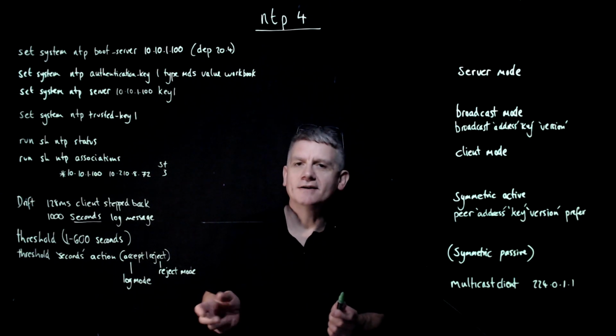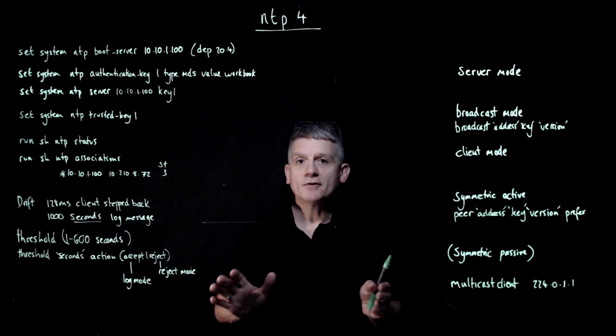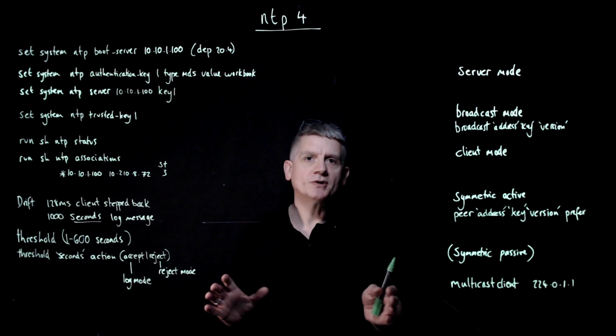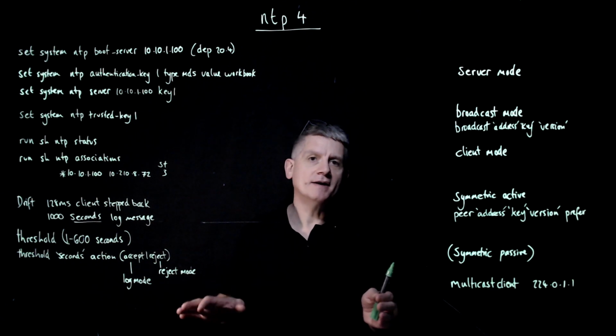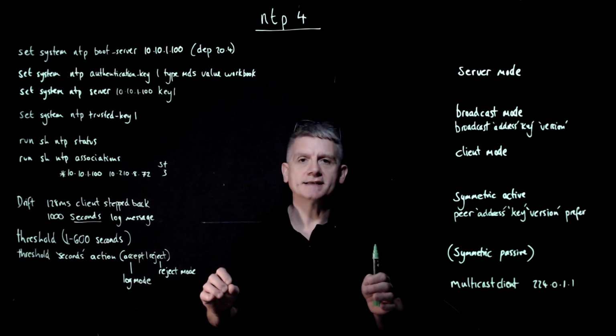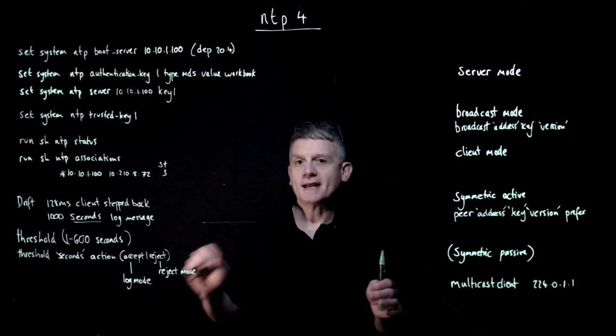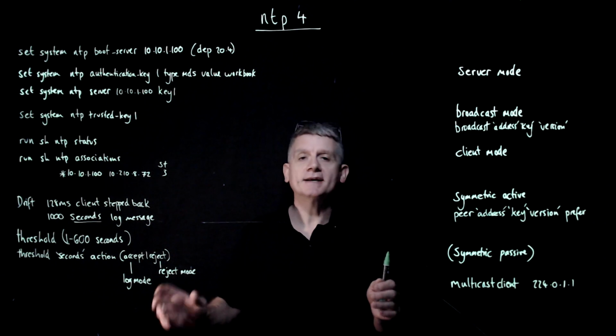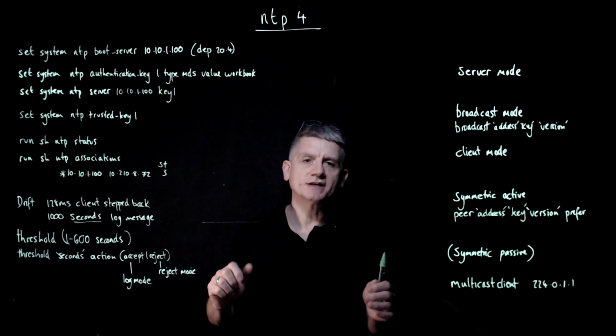Okay, so let's have a quick look at NTP4. Now, by default, we're running NTP version 4, but we will respond to packets that come in from earlier NTP versions. By default, we're also running unauthenticated. And what that means is that if a packet comes in unauthenticated, we'll reply to it. And if it comes in with the correct authentication, we will as well.